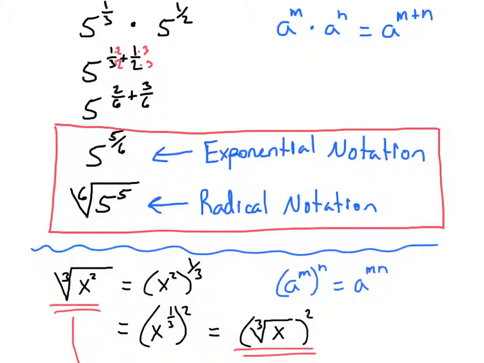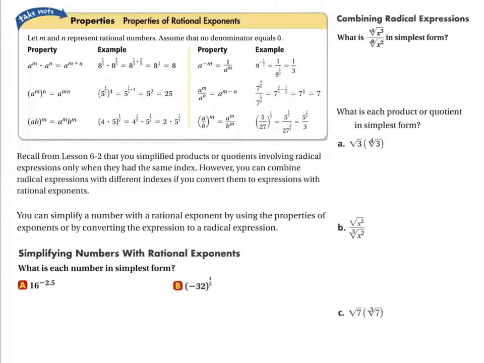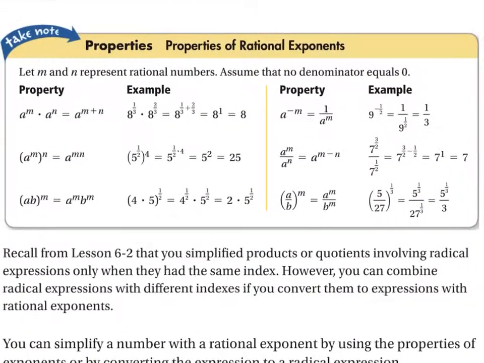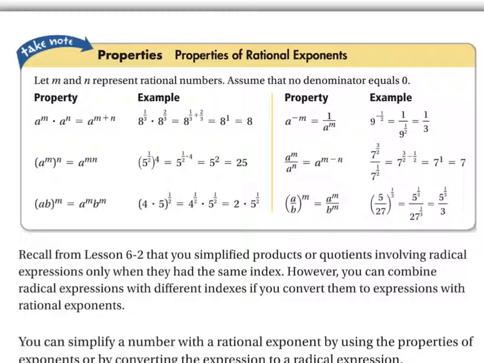Okay? So, expanding on that, we need to make sure that we know our properties of exponents, because all rational exponents are just that, they're exponents. So all the rules that we learned for dealing with exponents still apply here. If you're still not comfortable with these, then we need to get ourselves comfortable with those. You have to have them memorized, because they all still apply to rational exponents.